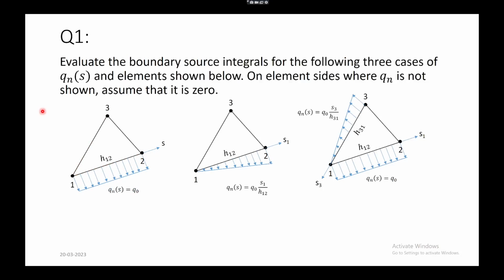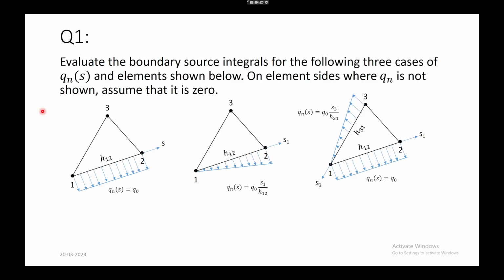So this edge's length is h12. If I substitute that, q0 by h12 into h12 square by 6, so my q1 is q0 into h12 by 6. If you compare with the previous term, we got q0 into h12 by 2 because it was constant. Here it is linearly varying from one side to another side, because of that we got some variation like this. So similarly I can integrate q2.